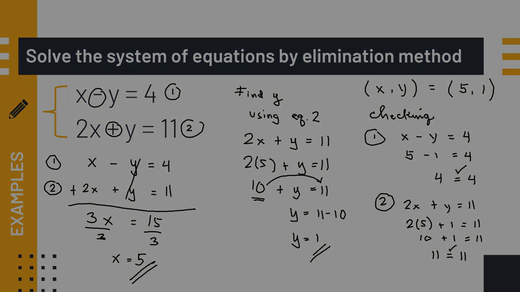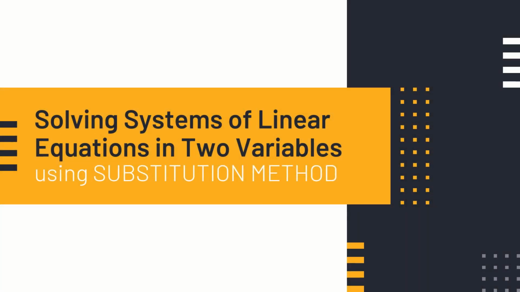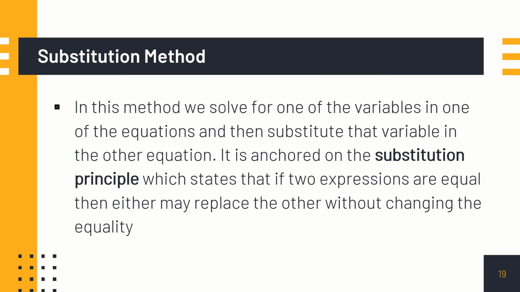Correct. Lastly, we're going to use the substitution method. In this method, we solve for one of the variables in one of the equations, and then substitute that variable in the other equation. It is anchored on the substitution principle, which states that if two expressions are equal, then either may replace the other without changing the equality.